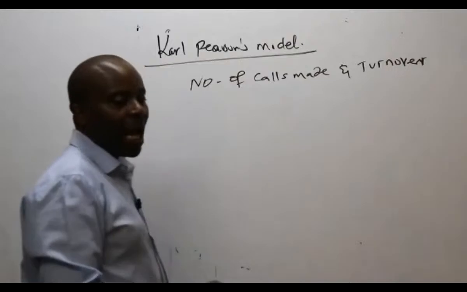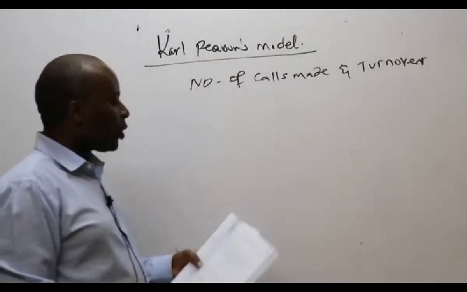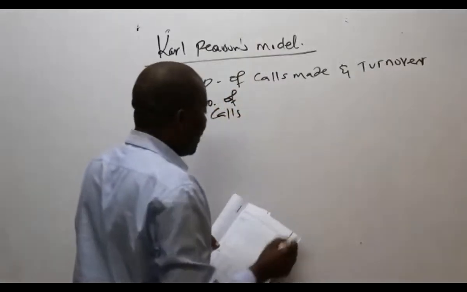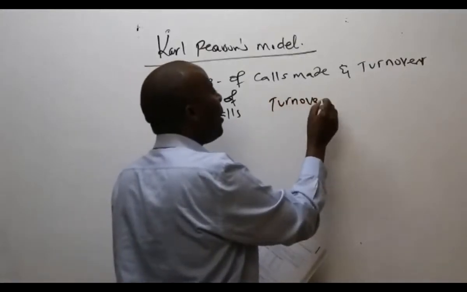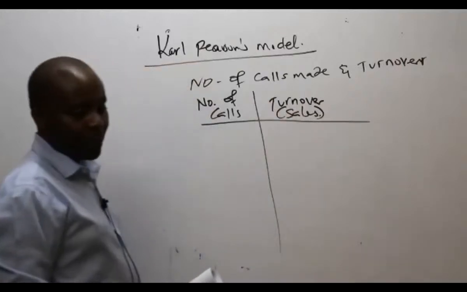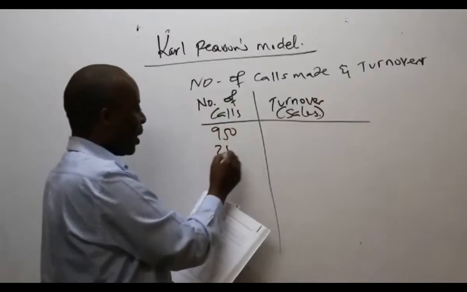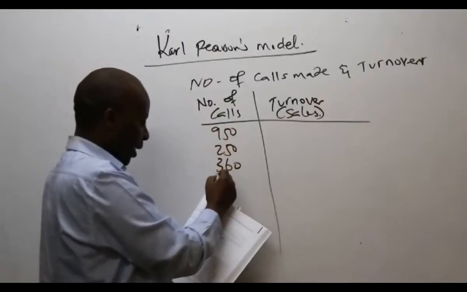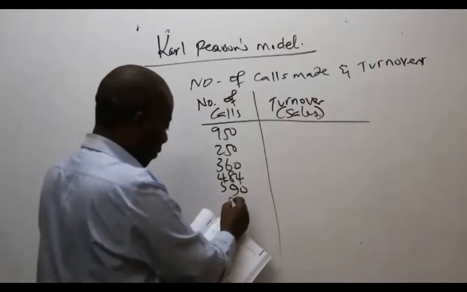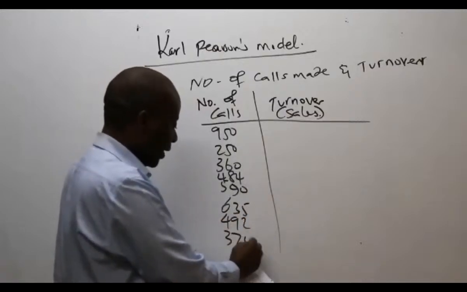And then they have gone ahead, ladies and gentlemen, to give me the number of calls. And then they have given me here turnover. Please remember that turnover is the same as sales. So here they have given me 950. Here they have given me 250. Here we have 360. Here we have 484. Here we have got 590. Here we have got 635. Here we have got 492. Here we have got 370.